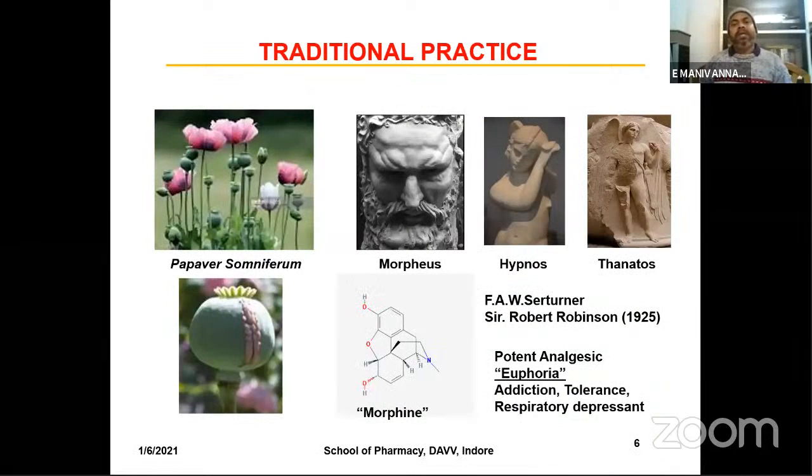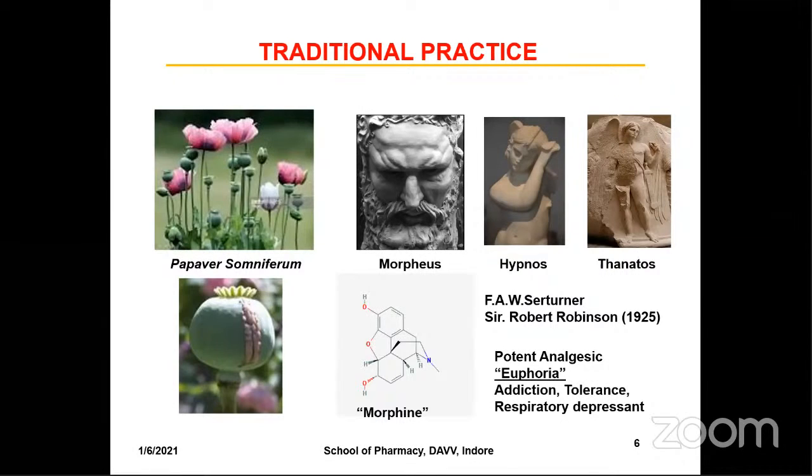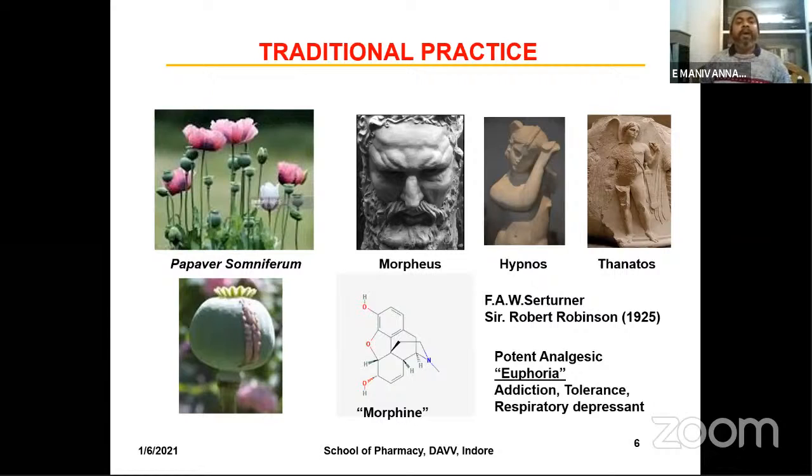Next, another example is the morphine alkaloid. Morphine is obtained from the Papaver somniferum poppy plant. The poppy plant contains more than 25 alkaloids, and the major alkaloid, at 10 to 15% content, is morphine. Morphine is an opioid analgesic, and you all know that morphine has a potent analgesic effect. Apart from this, it can produce euphoric effect, and it also produces addiction liability.